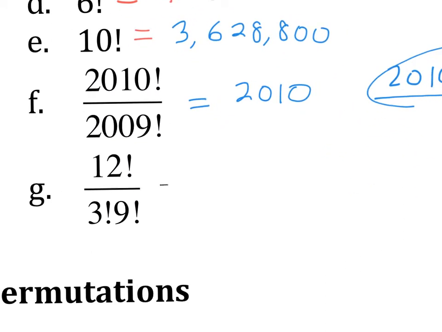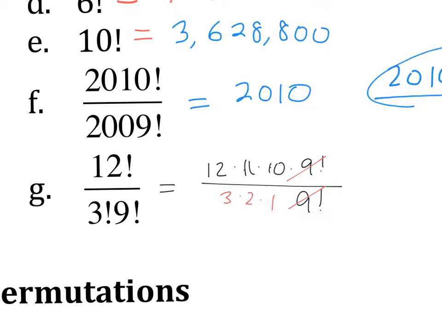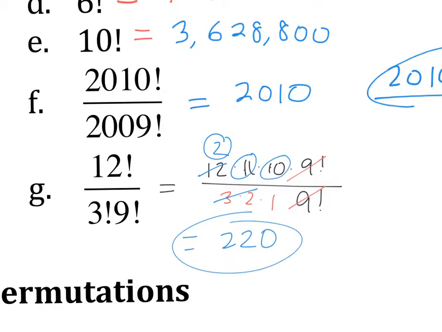Watch the magic on this one. 12 factorial is 12 times 11 times 10 times 9 times 8 times 7 times 6 times 5 times 4 times 3 times 2 times 1. Why didn't I write that? Because 9 factorial drops out with 9 factorial. And 3 factorial, we already know, is 3 times 2 times 1, or 6. So now notice what happens. The 3 and the 2 can drop out with that. And so now I have 2 times 11 times 10. So 220 is your answer.